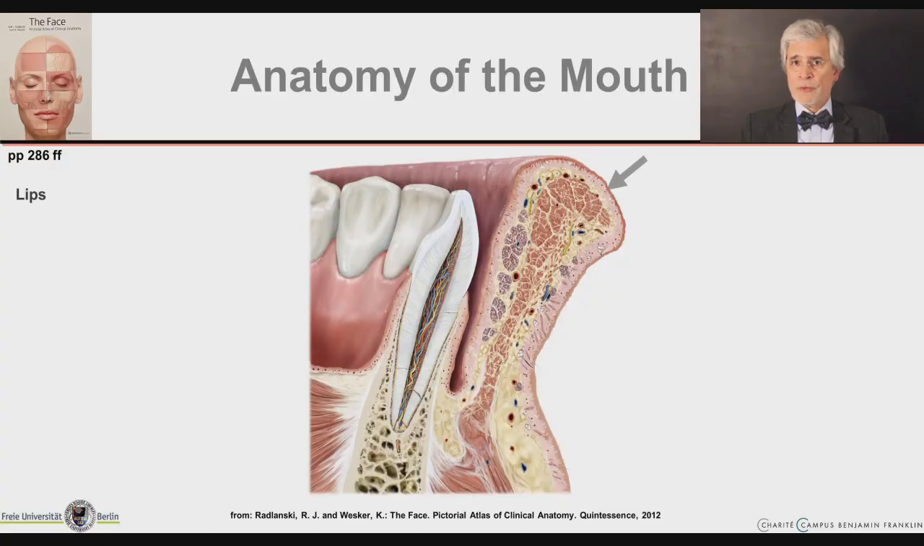So now let's take a closer look at the lips, the teeth, and the oral mucosa. Now here is the red of the lips. Why are the lips so red? The blood vessels are shining through. There is not much of any other tissue between the surface and the blood vessels. Details will be provided in the video about the oral mucosa.